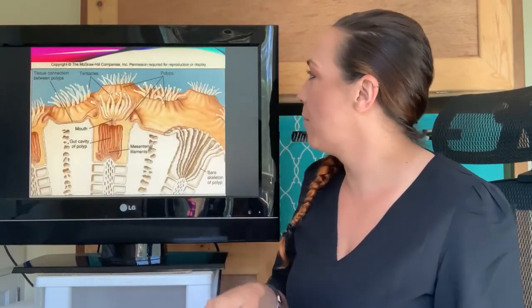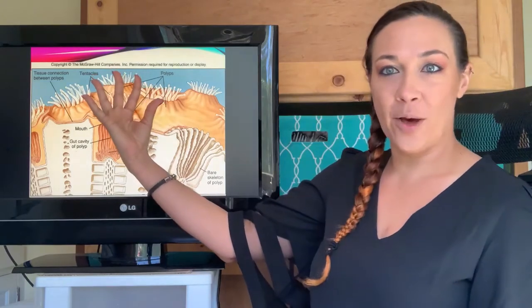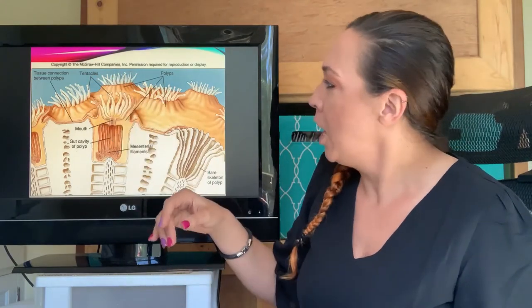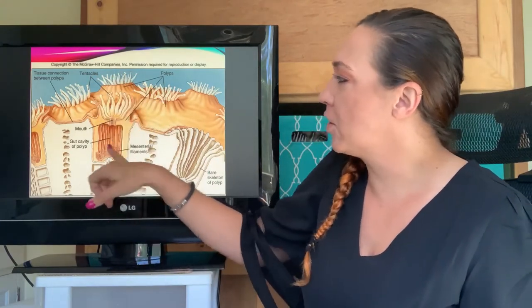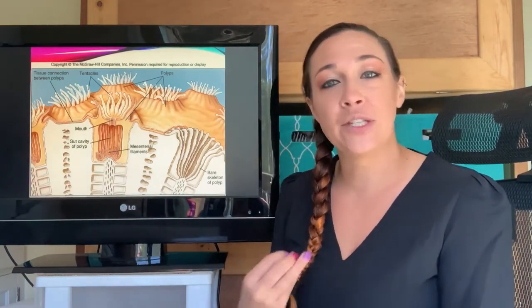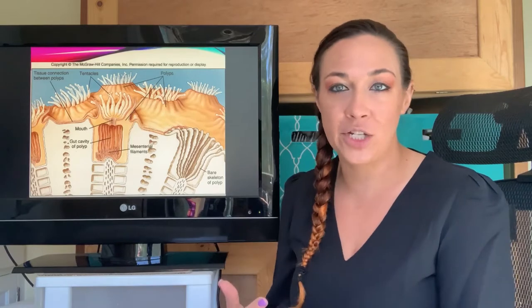All right. Sorry, before I get ahead of myself, this is the polyp right here. Kind of looks like an anemone. These are little mesenterial filaments right here. This is almost like the digestive system. In fact, they do secrete digestive enzymes to help with digestion.